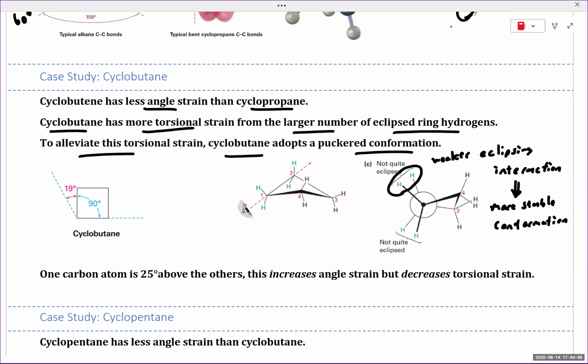I wouldn't say this conformation is especially stable. It's just not getting highly destabilized by these full-on eclipsing interactions between all of the hydrogen atoms in the ring. So by adopting this puckered conformation, you bend your hydrogens a little bit out of the fully eclipsed conformation, and as a result, you get a weaker eclipsing interaction and thus a generally more stable conformation. This comes at a cost. When one carbon is bent out of the plane of the page, this increases angle strain in exchange for decreasing torsional strain.